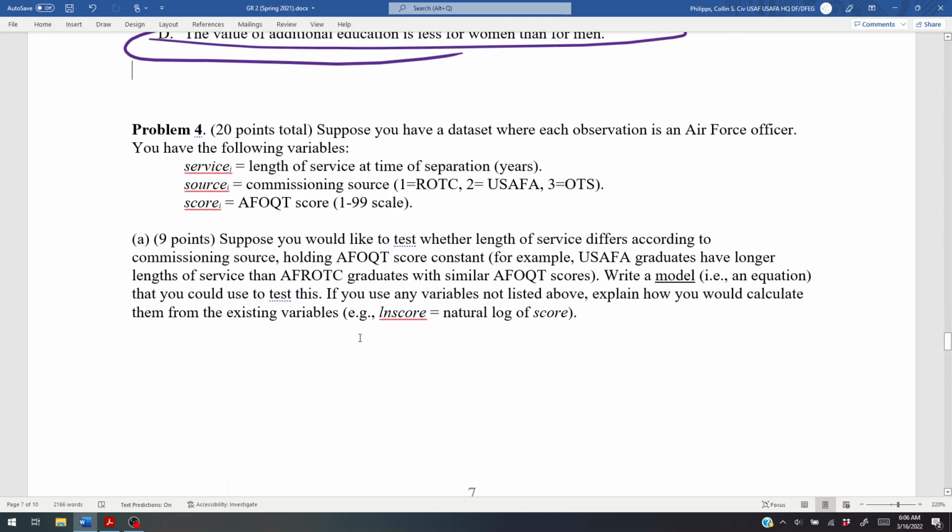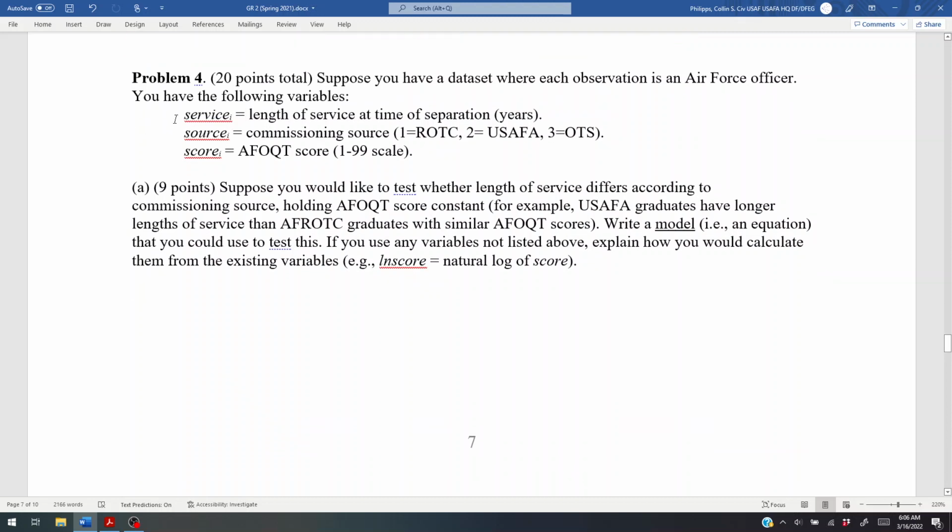And we wrap up with problem 4. Suppose you have a data set where each observation is an Air Force officer. Yep, I do have that data. Suppose you would like to test whether length of service differs according to the commissioning source, holding an AFOQT score constant. Okay. Write a model that you can use to test this.